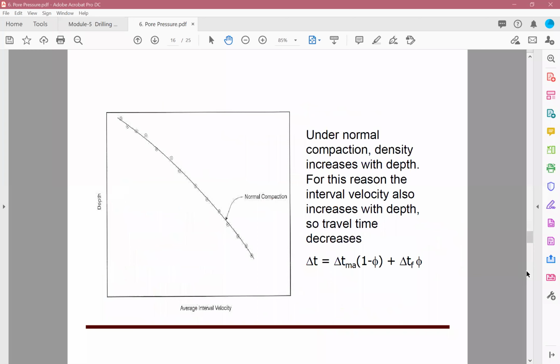So we're not going into the details of that. But one of the things that we use is the well logs. Well logs could be used to determine the formation pressure.